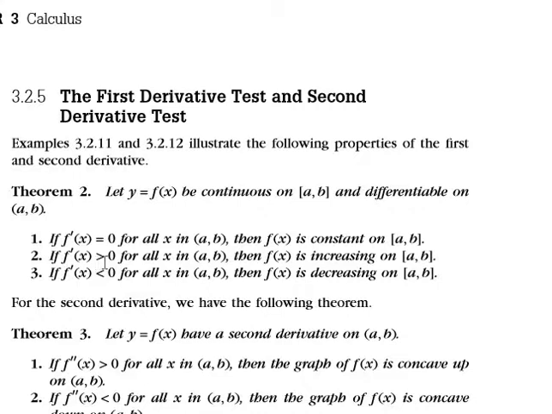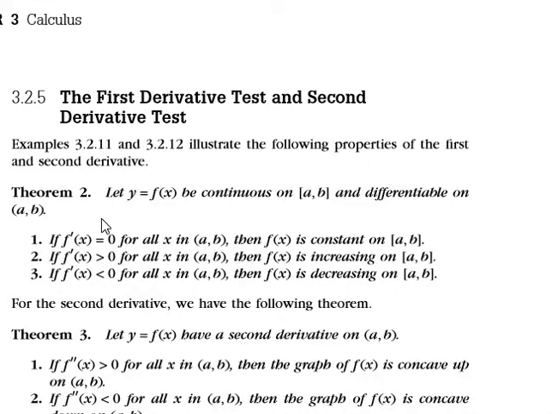If the first derivative is greater than 0, the function is increasing, and if the first derivative is less than 0 at any point in that interval, then this is a decreasing function. We are talking about two things here, decreasing function and increasing function. We will discuss this further after a few examples.